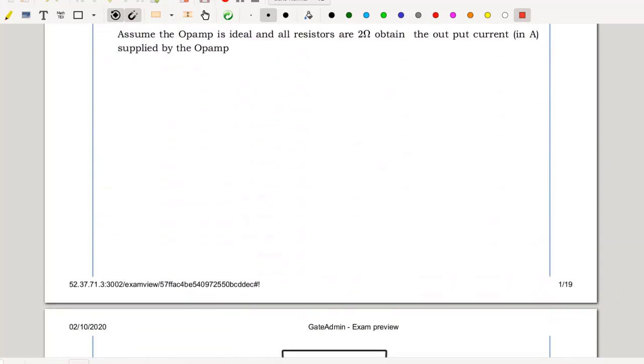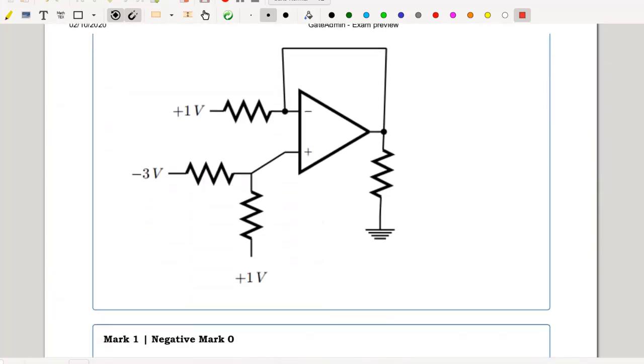Question number 2. Assume the op-amp is ideal and all resistors are 2 ohms. Obtain the output current in amperes supplied by the op-amp. All resistors are 2 ohms. Op-amp is connected in negative feedback mode, hence V plus equals V minus is valid. V plus can be easily identified.